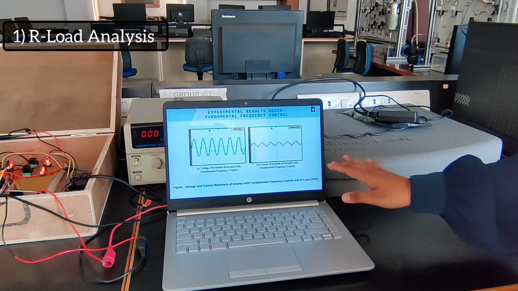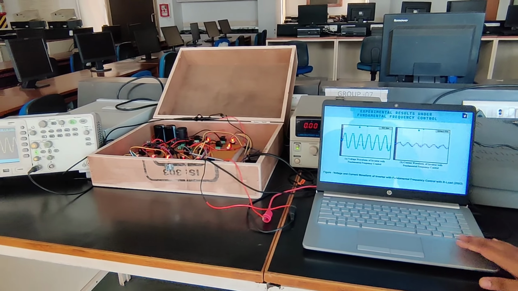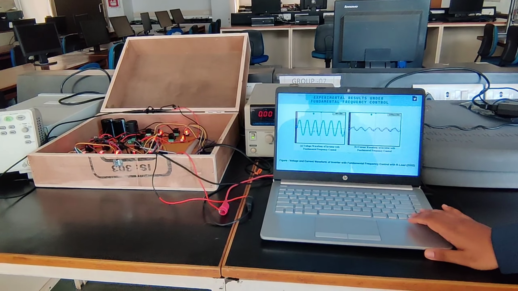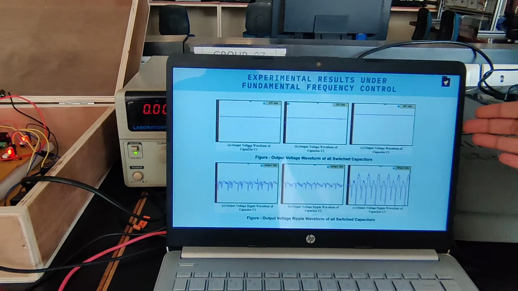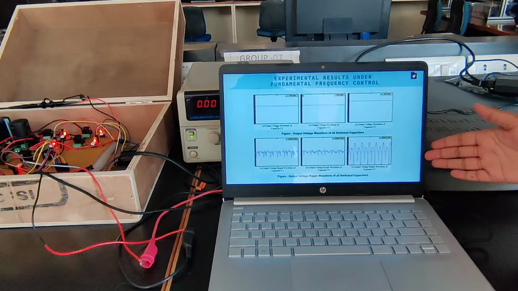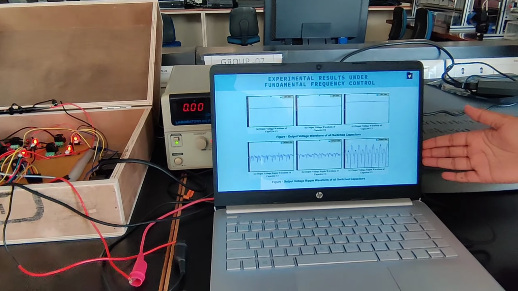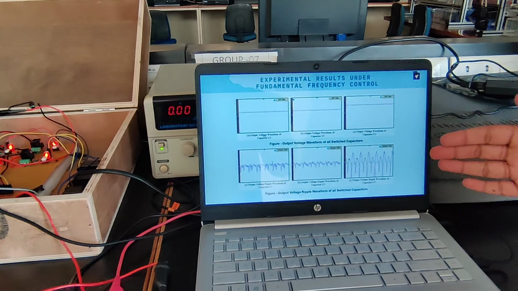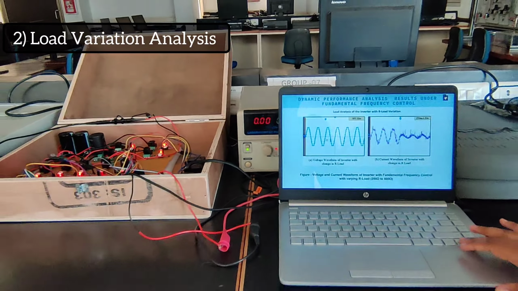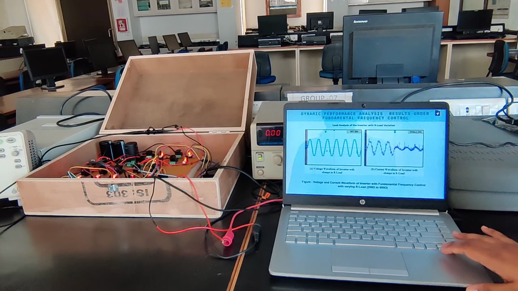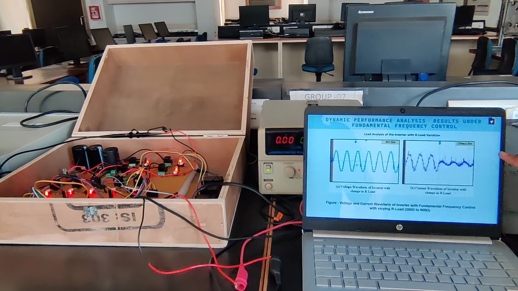Under fundamental frequency control, we have the voltage and current waveform for the load conditions of resistive load, and the steady state voltage waveforms of all 3 capacitors. Then we have also taken the voltage ripple waveform for all the 3 switched capacitors, and it has been taken under AC coupling. Next, under fundamental frequency control, we have taken the following waveforms under load variation conditions.